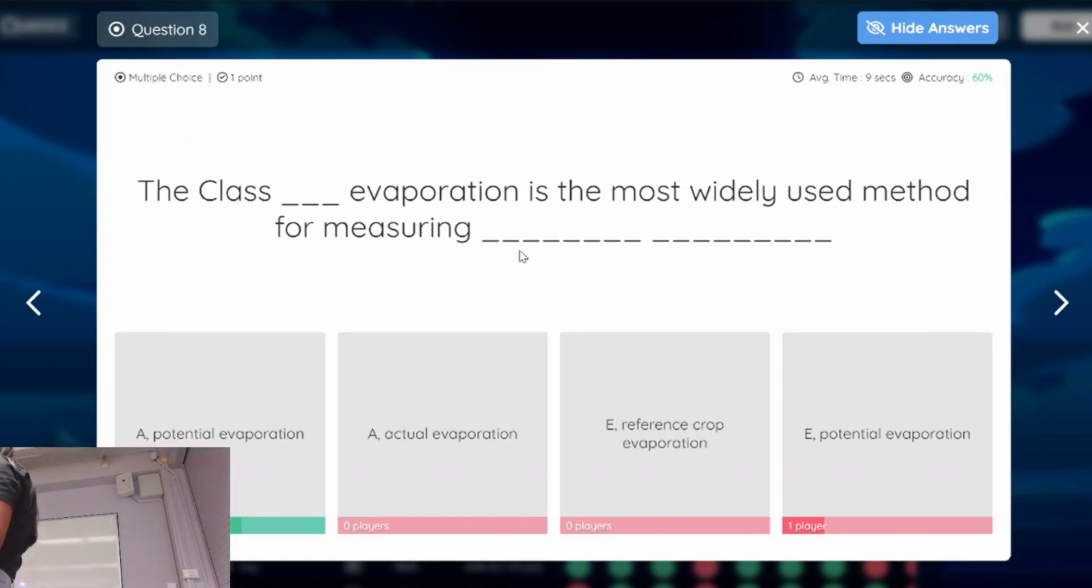So this was the Class A evaporation pan. That's the one most widely used in hydrology to estimate the potential evaporation of an area. It's a small pan with set dimensions that you stick in an area, and you use the change in water level to measure how much evaporation can occur in that fixed area.